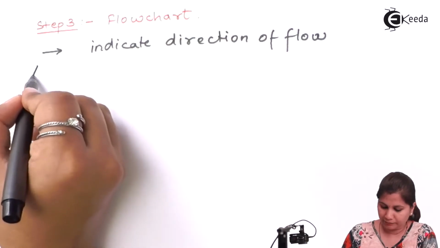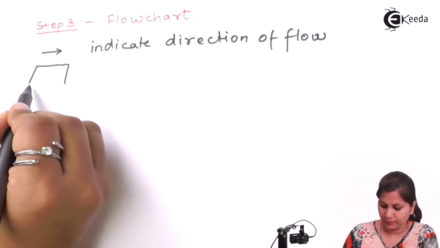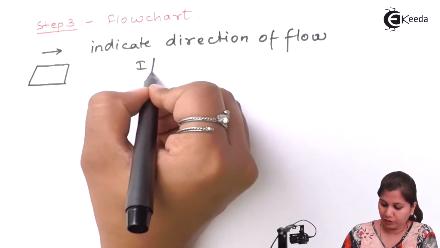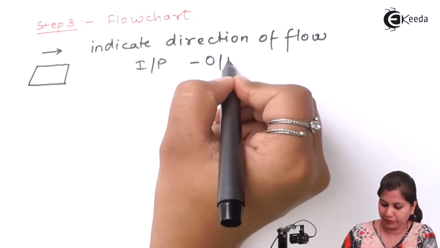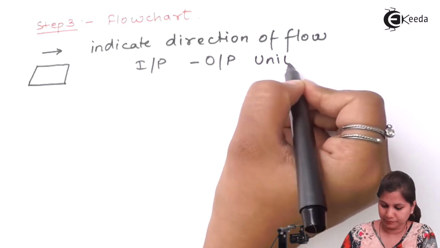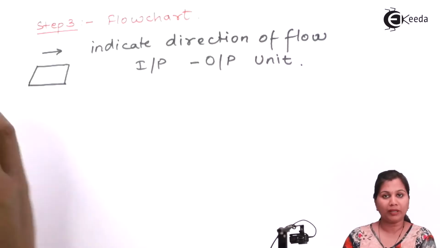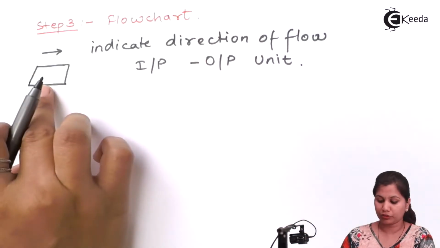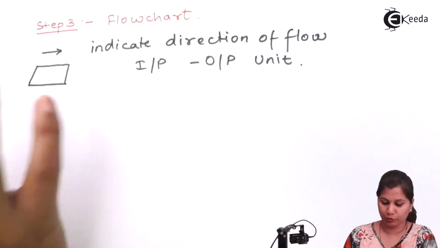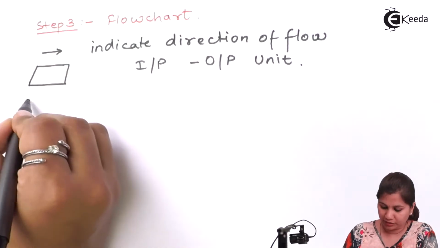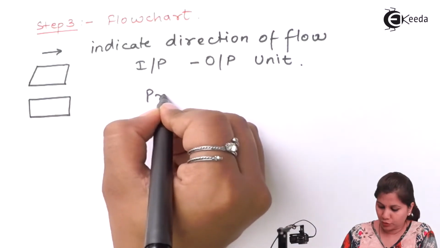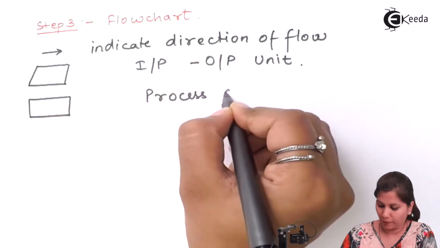Then we are having the parallelogram. Parallelogram is used to indicate the input or the output unit, that from where you are getting input and from where you are displaying the output, so that will be indicated in a parallelogram. Then you are having the rectangle. Rectangle is used to define the process operation.